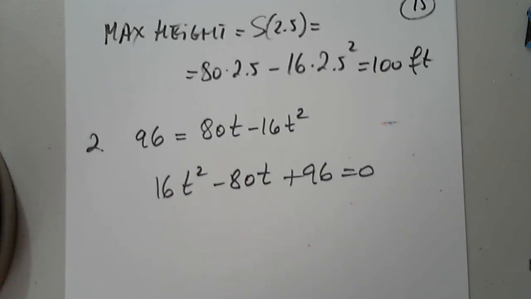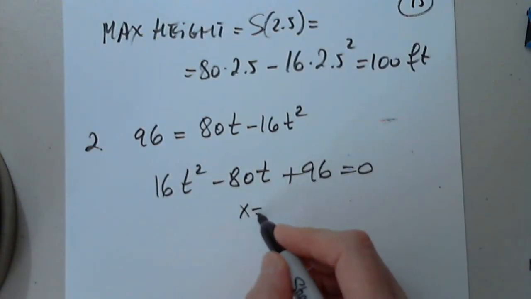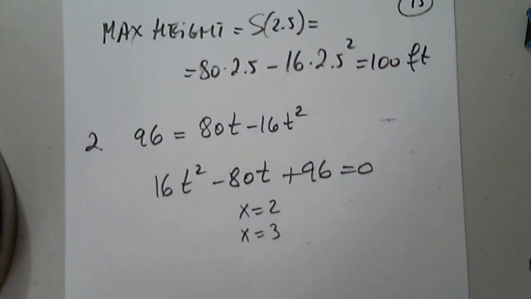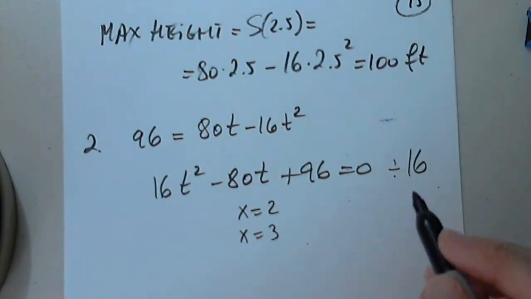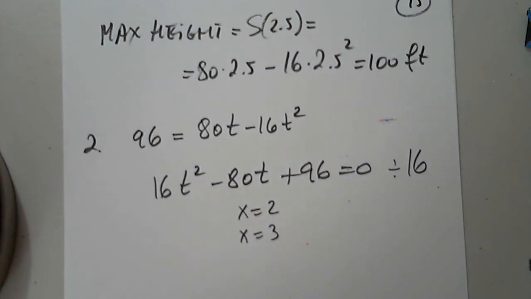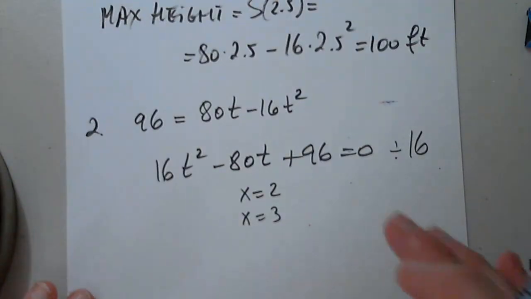I get x equals 2 and x equals 3. I'm fine if you determine. I'm not interested in showing quadratic formula anymore. You're in calculus. I'm happy if you just give me the solutions. If you want to factor and simplify, yes, I would have done this. I would have simplified both sides by 16 and then factored.